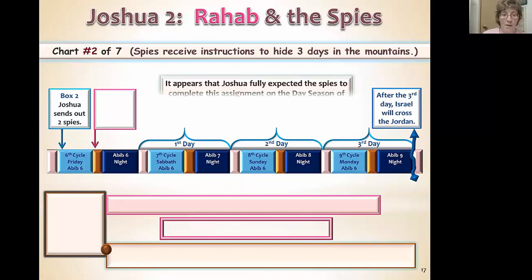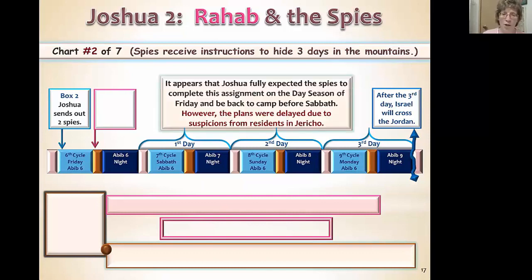And it appears to me that Joshua fully expected those spies to complete their assignment on the day season of the 6th cycle, or Friday, which is the preparation day. And then I think he expected them to be back to camp before the Sabbath started the next morning. However, the plans got delayed due to suspicions that were coming from residents in Jericho. So it didn't happen that way.